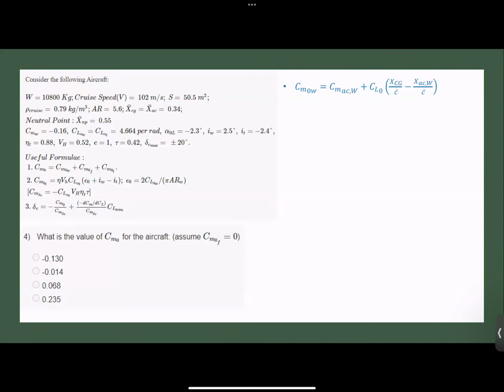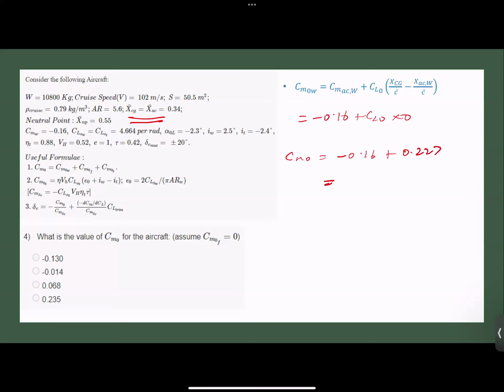Again, the first part of the wing contribution equation. So CM AC of the wing, that is of the airfoil, those characteristics, is given to us. CM AC is minus 0.16, plus CL naught into X bar CG minus X bar AC. But in the question, X bar CG and X bar AC are the same point, so it is just 0. So it's just minus 0.16, and so CM naught of the entire aircraft is minus 0.16 plus the contribution of the tail, 0.227.